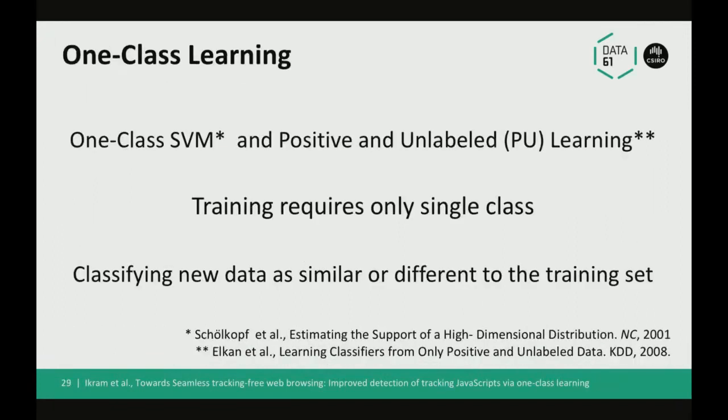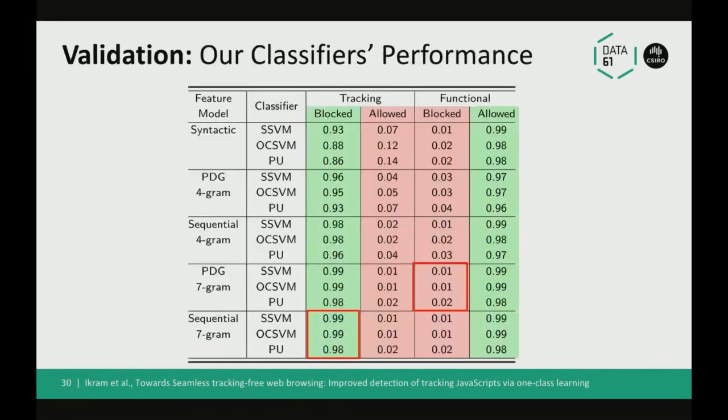I don't have too much time to go into the nitty-gritty details of one-class SVM. For details, you can consult our paper, or you can look into the references given here. The juicy part about one-class SVM, or one-class learning, is that it can be trained with only one class, and it classifies new or test data depending upon its similarity or dissimilarity to the trained data.